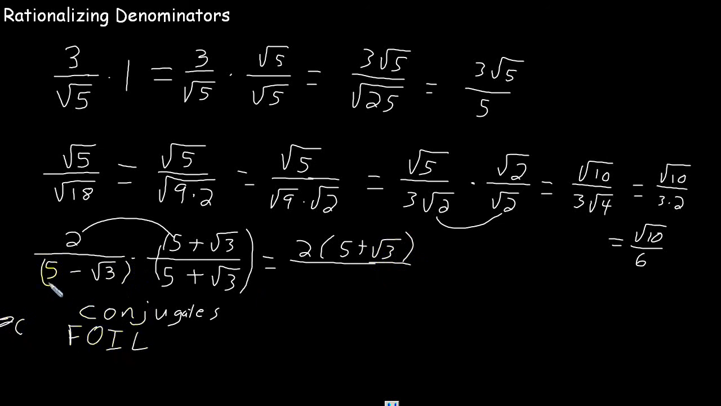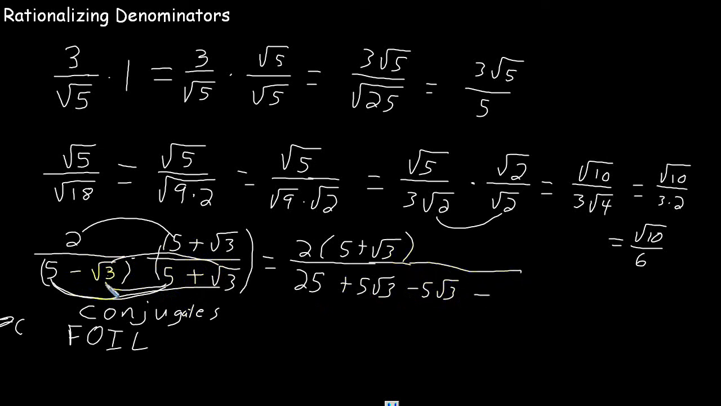So if I multiply the first terms, I get 25. If I multiply the outer terms, I have 5 square root of 3. Multiply the inner terms, I have minus 5 square root of 3. And if I multiply the last terms, let's see, we have a minus and a plus, so the product will be negative. We have square root of 3 times square root of 3, which would be just 3. You may notice that we have plus and minus 5 square root of 3. That would yield 0. And so I have 2 times the quantity 5 plus square root of 3 in the numerator. And I have 25 minus 3 in the denominator, which is 22.